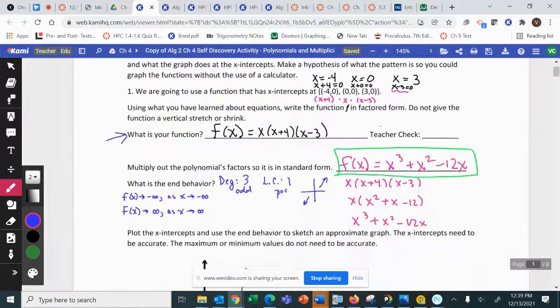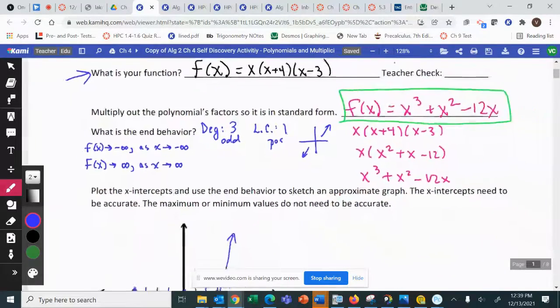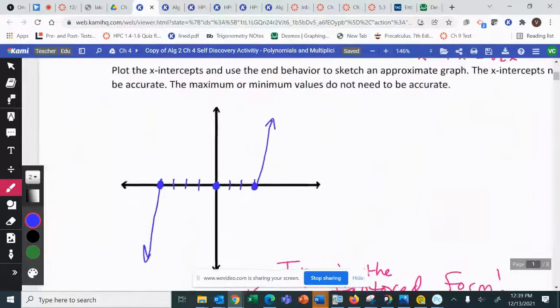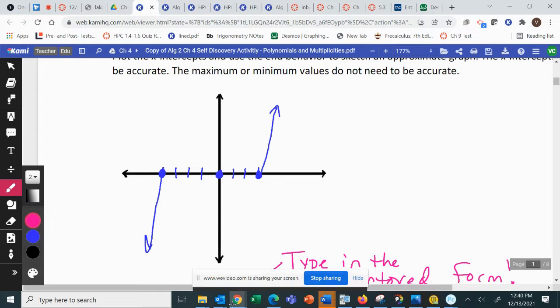We started out with f of x equals x times (x plus 4) times (x minus 3). We multiplied that back together, and then you were supposed to make a graph. We used our end behavior. We used the x-intercepts, and then I just asked you to graph it on the calculator to fill in the rest. And when you graphed it on the calculator, you should have gotten something like that.